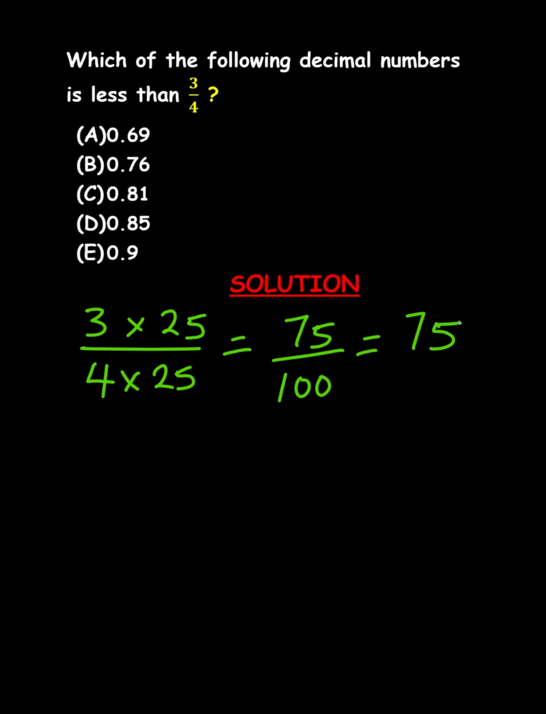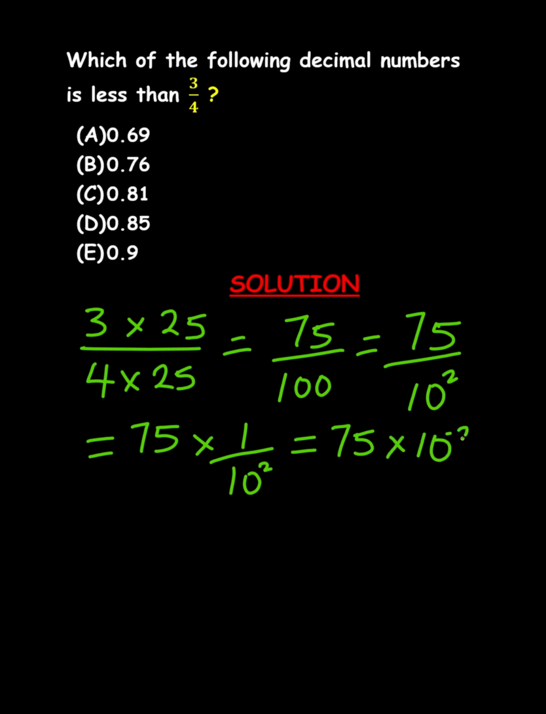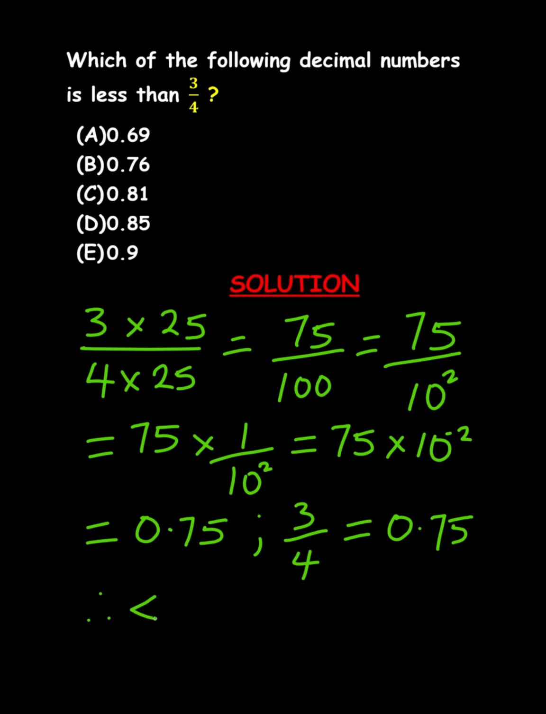In index form, equals 75 over 10 squared, equals 75 times 1 over 10 squared, equals 75 times 10 to the power of minus 2. 75 times 10 to the power of minus 2 equals 0.75. Then 3/4 is equal to 0.75. Therefore, the decimal number less than 3/4 is 0.69. The correct answer is A.